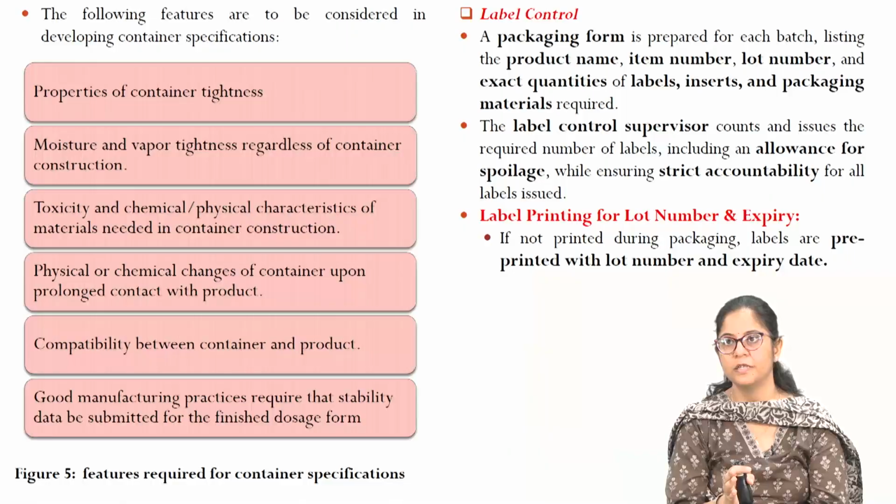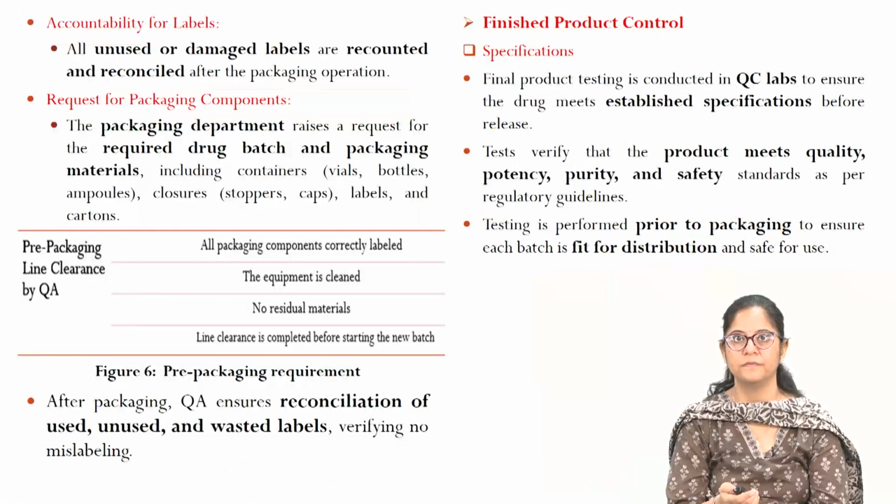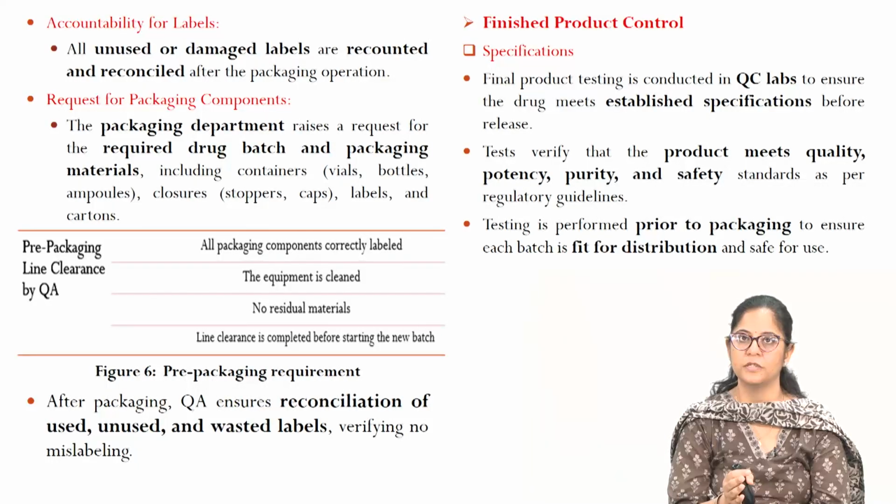The label printing for lot number and expiry is done. If not printed during packaging, these labels are pre-printed with lot number and expiry date. All unused or damaged labels are recounted and reconciled after the packaging operation.